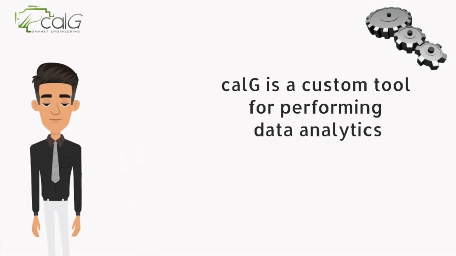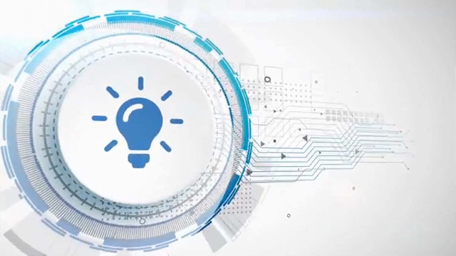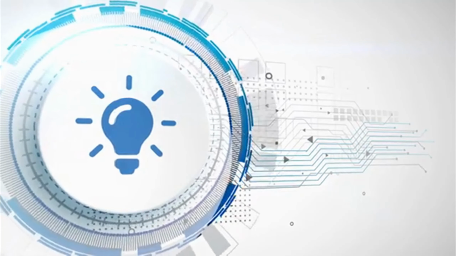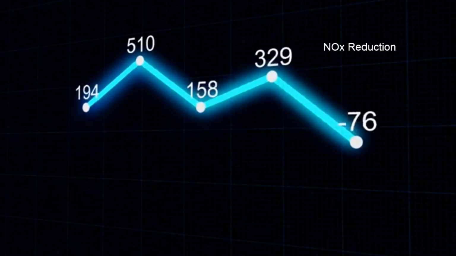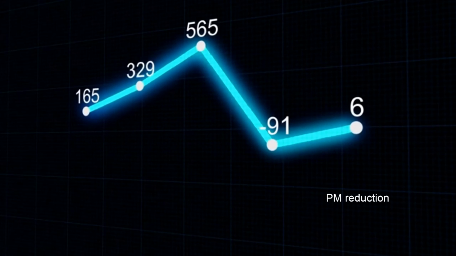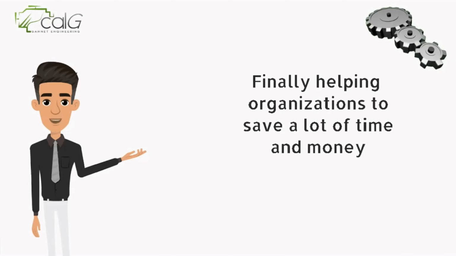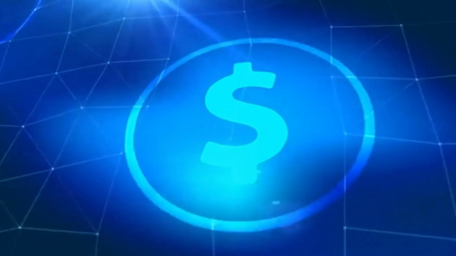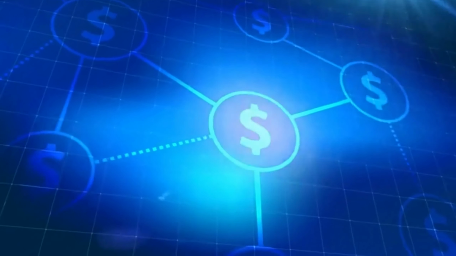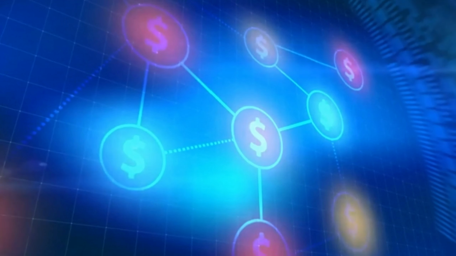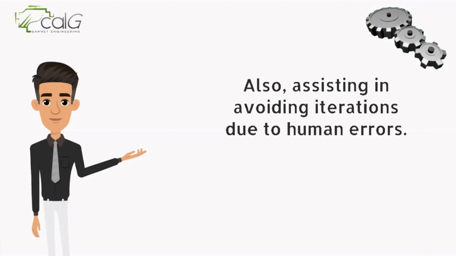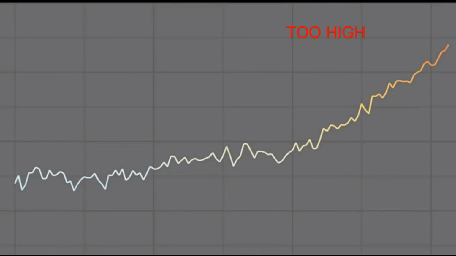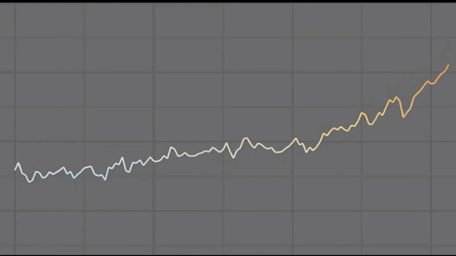calG is a custom tool for performing data analytics to solve the problem systematically, paving the path for standardization of optimization routines or workflows. Finally, helping organizations to save a lot of time and money by reducing their dependency on high-cost infrastructure. Also, assisting in avoiding iterations due to human errors.